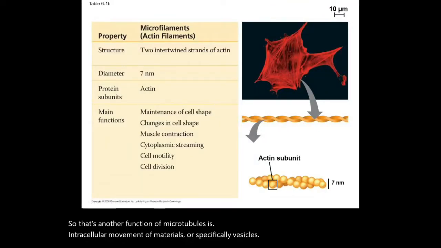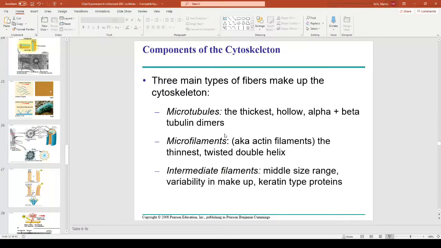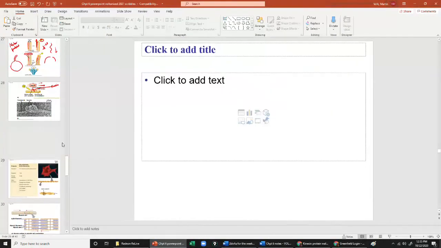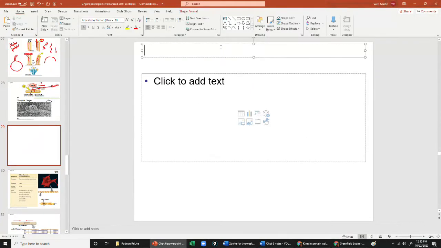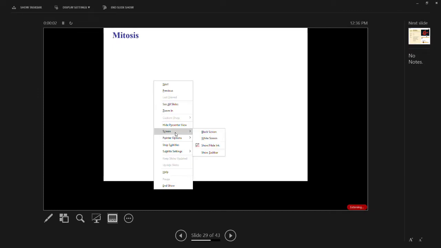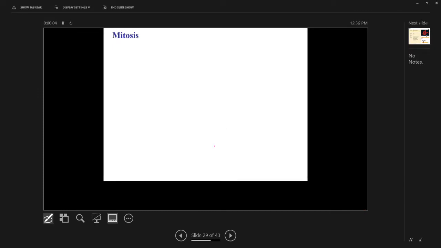And I skipped the mitosis part, so let me add that in here. Let me add a slide to add the mitosis. Here, we can put that in the title. All right. And I'll just draw this for this part.